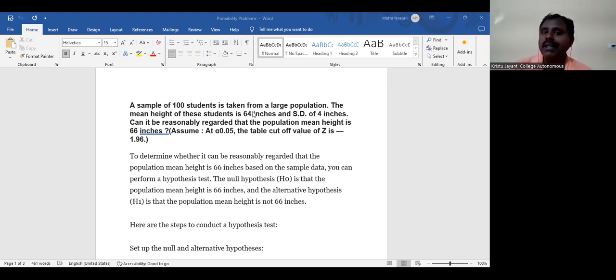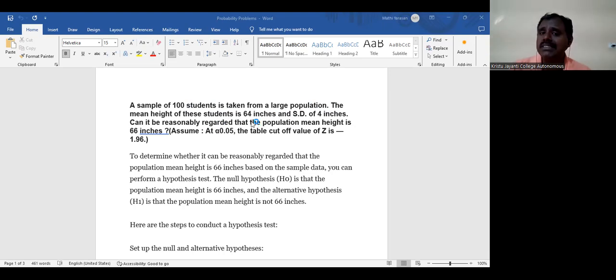A sample of 100 students is taken from the large population. So the population will be huge. We don't know the population size, but here they have given the sample size. A sample of 100 students. The first statement, everybody understood what they have given. Population size they didn't give, but the sample size they gave as 100.